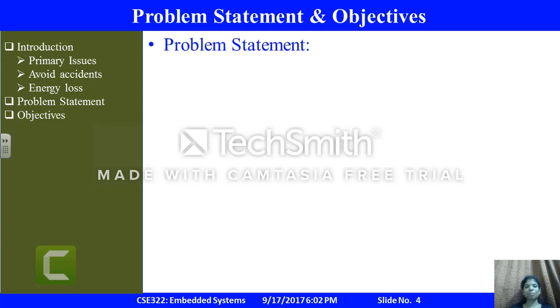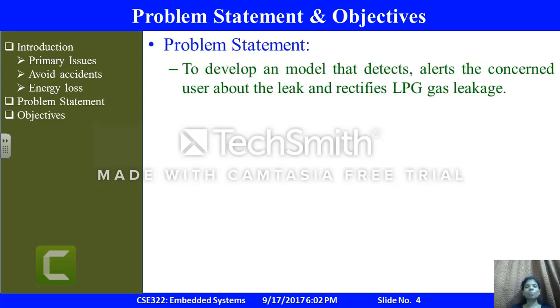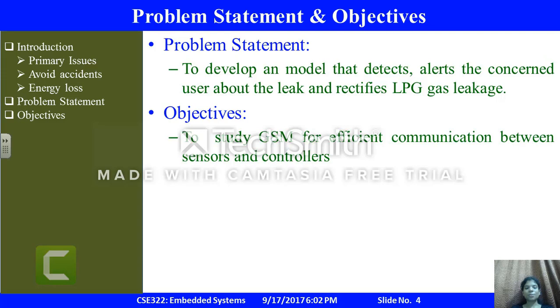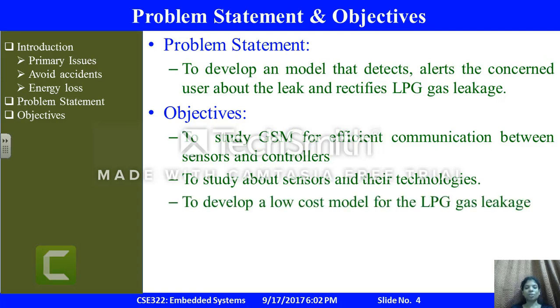This is the problem statement of our project: to develop a model that detects, alerts a concerned user about the leak, and rectifies LPG gas leakage. These are the objectives. First one is to study GSM, that is Global System for Mobile Communications, for efficient communication between sensors and controllers.